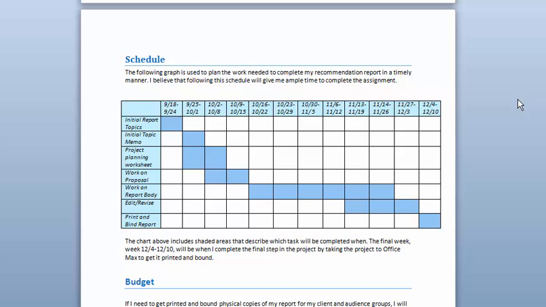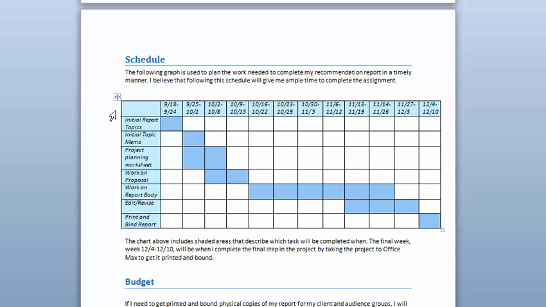Similar to what you would do if you were introducing a second level heading or subsection within the schedule section, this writer has utilized the textual introduction to provide a textual context for the Gantt chart. The following graph is used to plan the work needed to complete my analytical report.